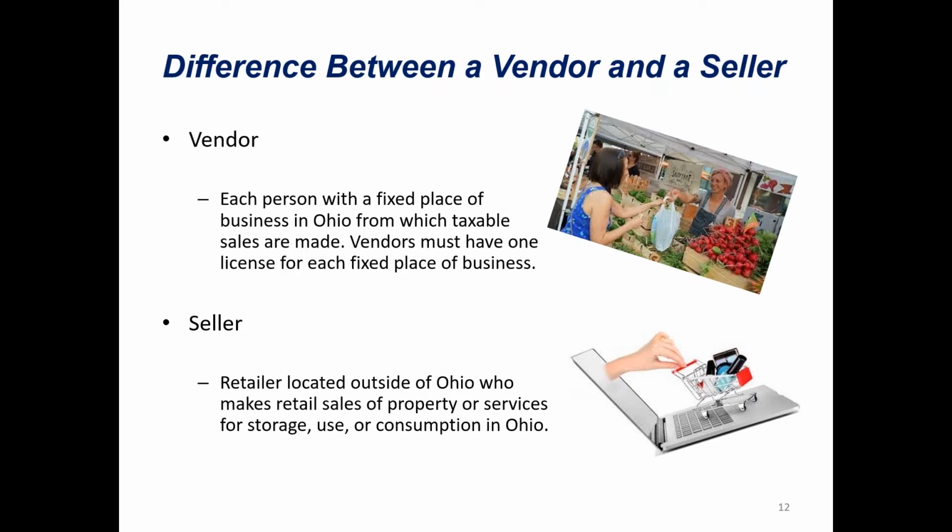Next, we have the definition of a seller. The seller is a retailer located outside of Ohio who makes retail sales of property or services for storage, use or consumption in Ohio. So that is the seller that doesn't have a fixed location in Ohio. They're located out of Ohio and they make sales into Ohio.